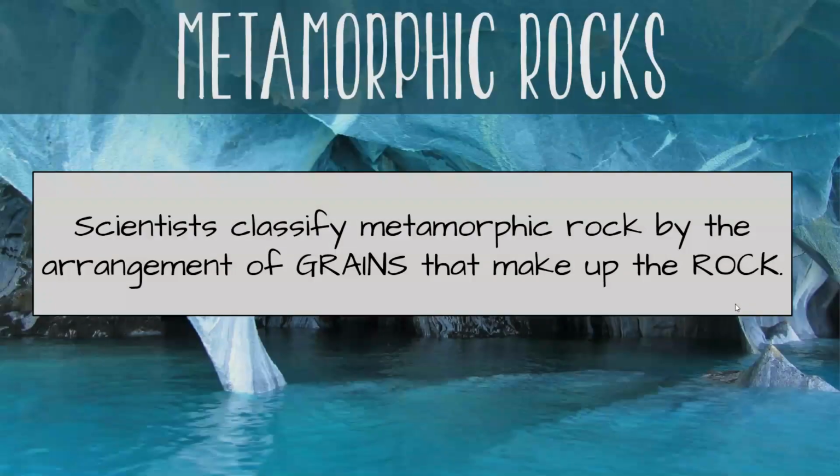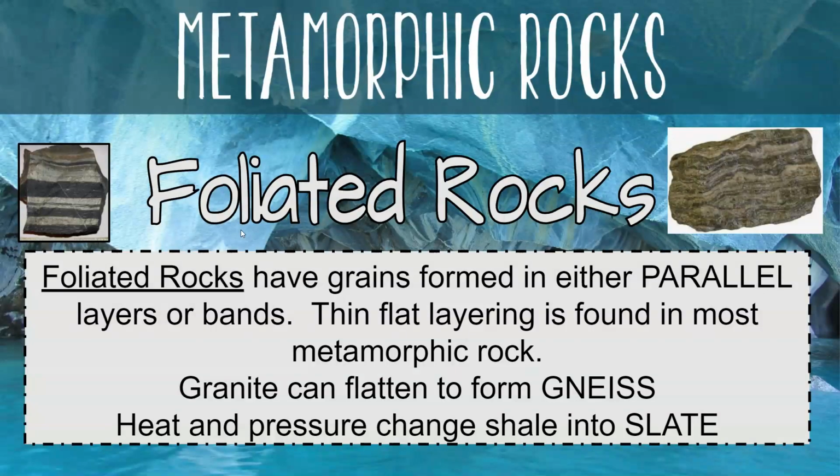So how do we classify metamorphic rocks? We really classify them by the arrangement of grains. So remember, those grains are those small particles that make up the rock. And we are going to classify them based on the grains that make up the rock. And there's 2 basic categories of metamorphic rocks. The first one is called foliated. A foliated rock is going to have grains that are formed in either parallel layers or bands.